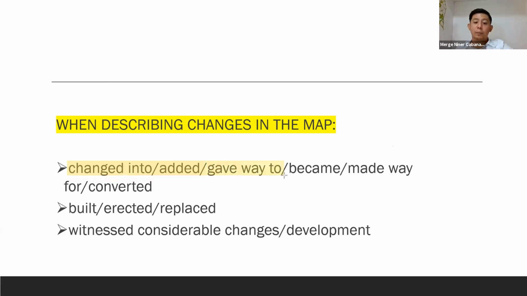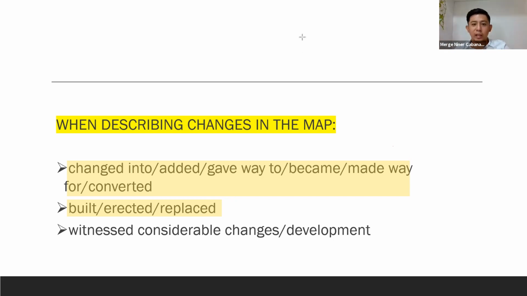Gave way to, meaning there was something there before and it was replaced. Became, turned into, made way for, converted. Okay? Built, newly built. Erected, newly built. Replaced. Who here has been replaced? Sorry. Okay. So, replaced is before, there was some, let's say, here is where the church is located. And now, the church was demolished. It was changed into a hotel. So now it was replaced by a hotel. That's the word we're going to use.